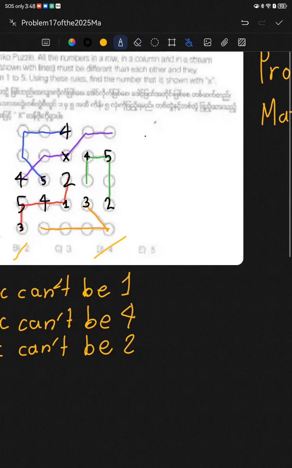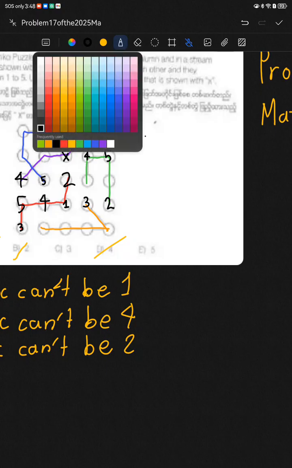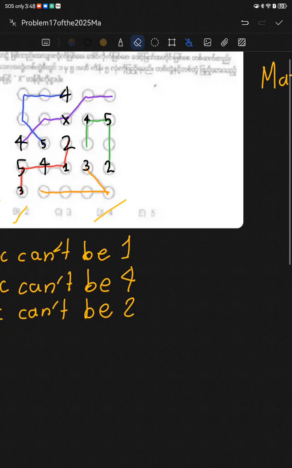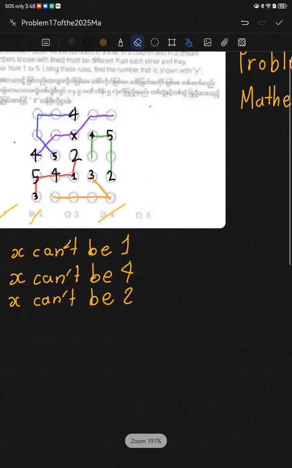But 5 is also in the same row as x. And using the first rule, x cannot be 5, because x must be different from all the numbers in its row. We listed here that x cannot be 1, 4, and 2. And since 5 is in the same row as x, x cannot be 5 too. So right here, x can't be 5.